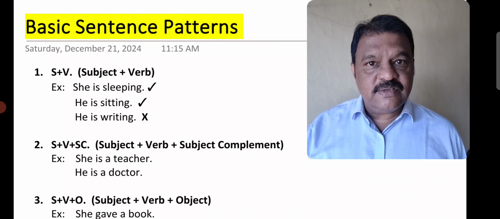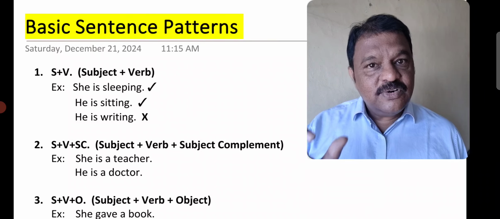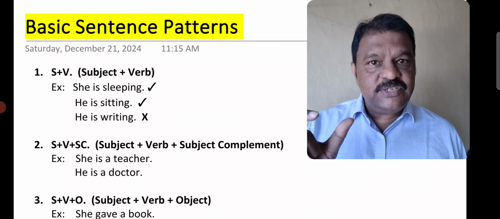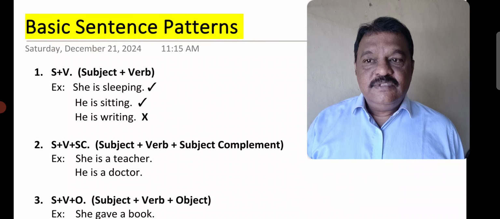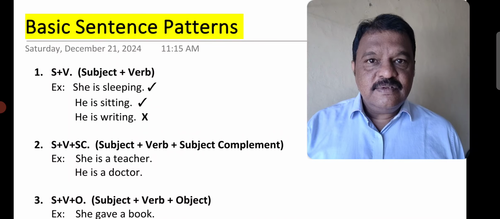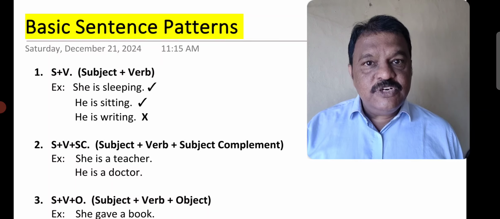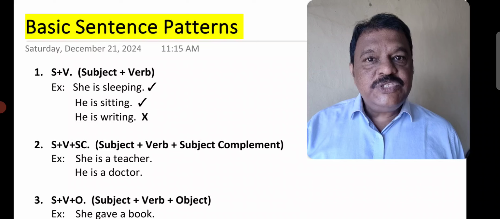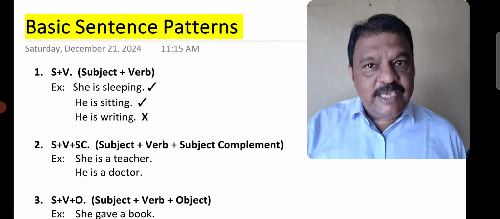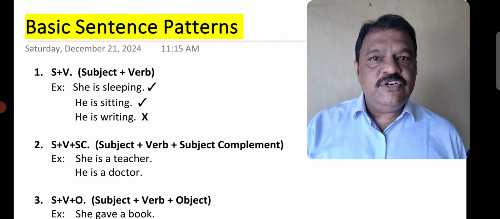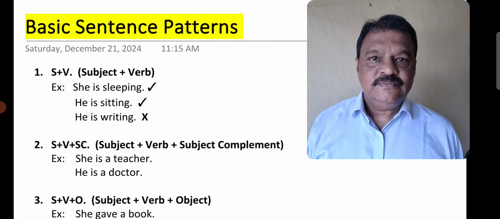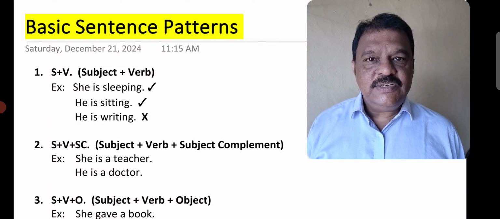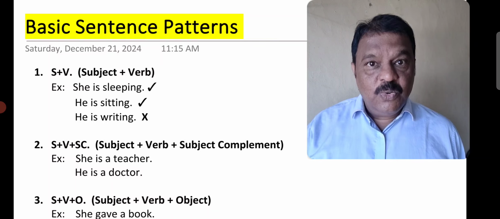Now look at the third sentence. He is writing. The main verb is writing. This verb, writing, is a transitive verb. Transitive verbs are the verbs which need an object to be placed after the verb in the sentence. You got it?